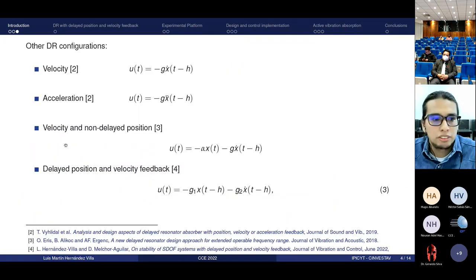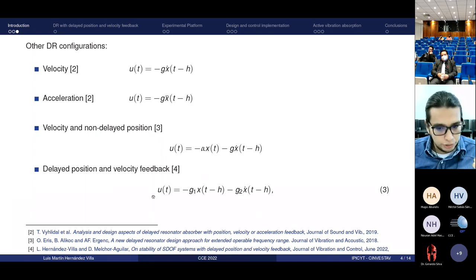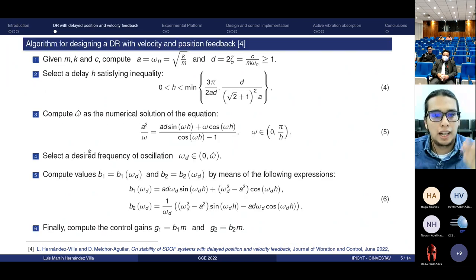Other DR configurations use velocity or acceleration feedback. We see in paper 2 a complete review of DR configurations. An interesting configuration is presented in work 3 by using velocity and non-delayed position. On the other hand, in a recent paper, we proposed a new DR configuration with delayed velocity and position feedback given by this equation 3. Actually, in this work 4, the complete stability region was characterized in the feedback gains space, and based on such a stability result, an algorithm to design a DR was also proposed.